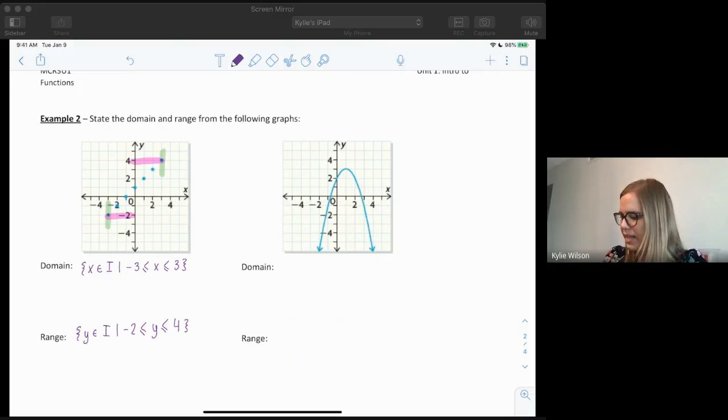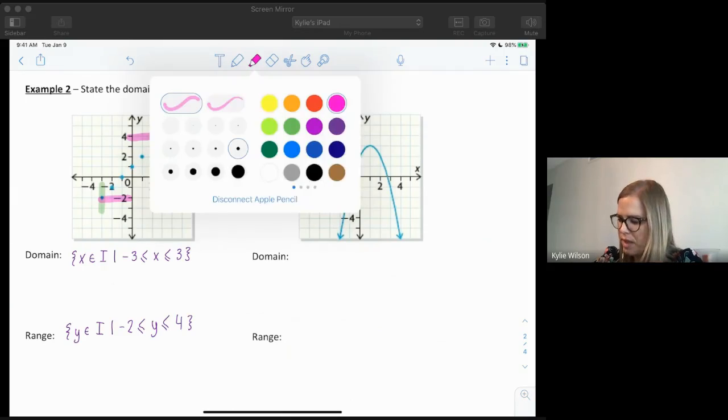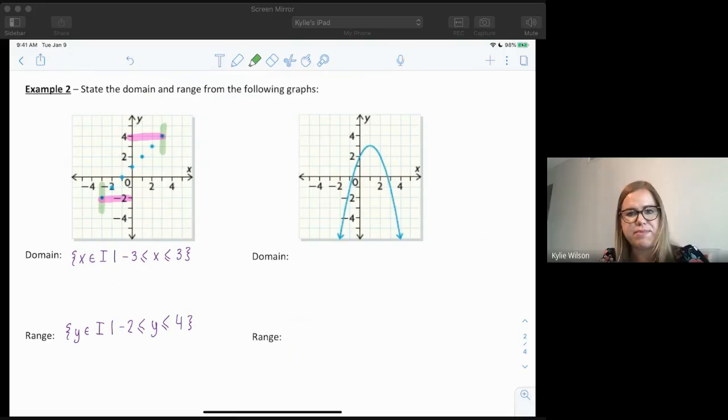Okay, let's try another example. Hopefully this one is fairly easy to follow because we did them last year in grade 10. So let's start by identifying where our x's are limited. Is there anywhere on this graph that's stopping my x's? If I look, I'm going to notice these 2 arrows here.